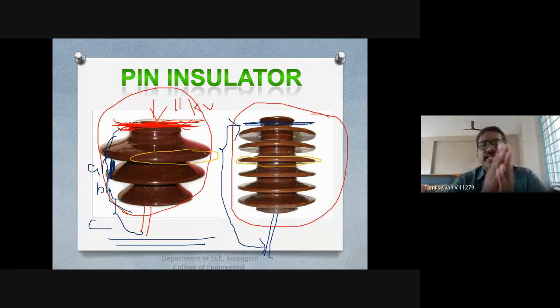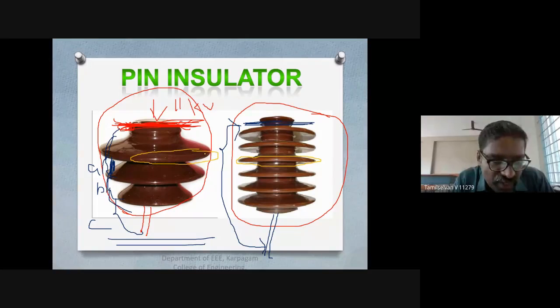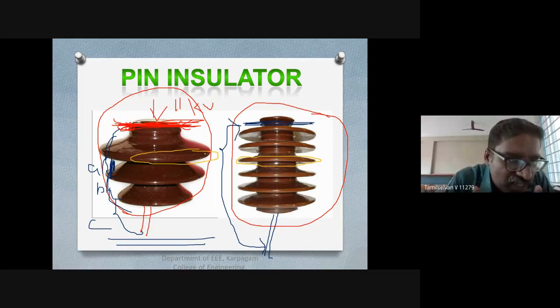Here in the insulators, the two important things are flashover and puncture. Flashover is an arc which occurs between the line conductor and the insulator pin. That is called flashover. The puncture is the discharge which occurs from the conductor to the pin through the body of the insulator. That is called puncture.